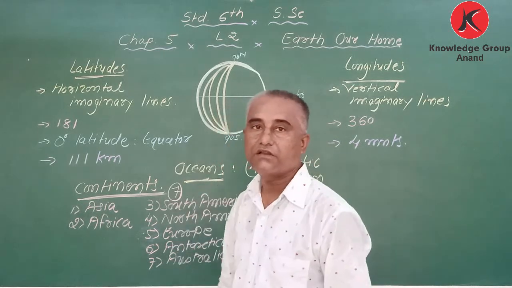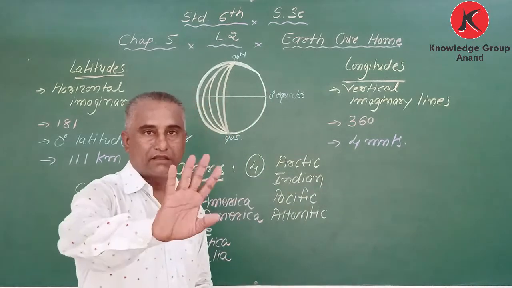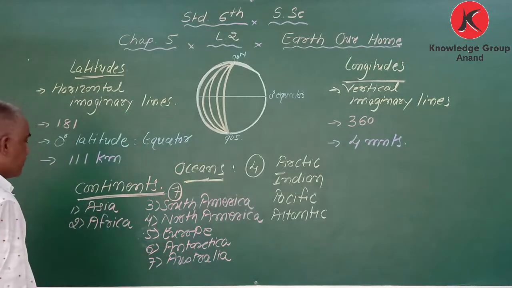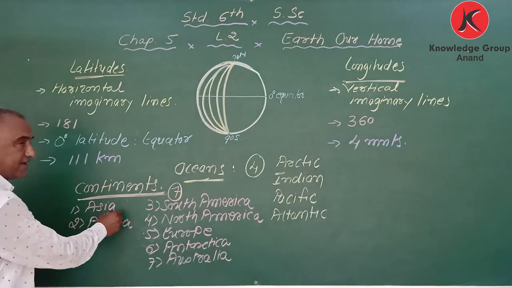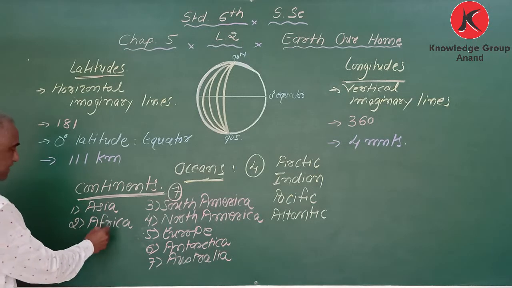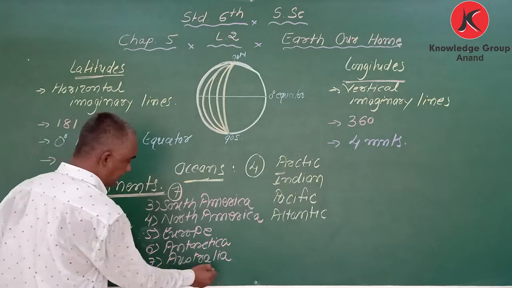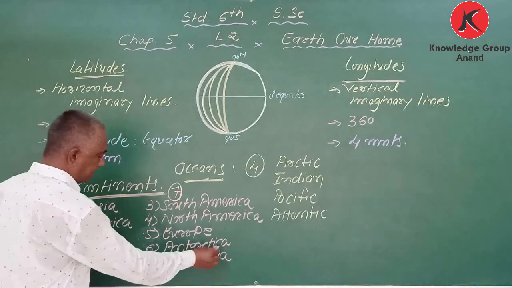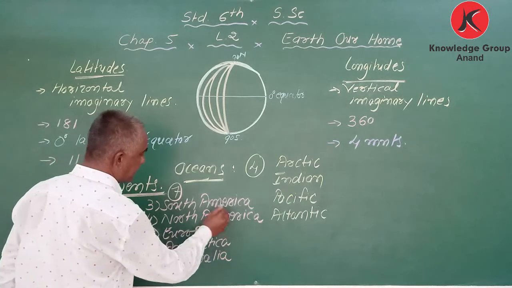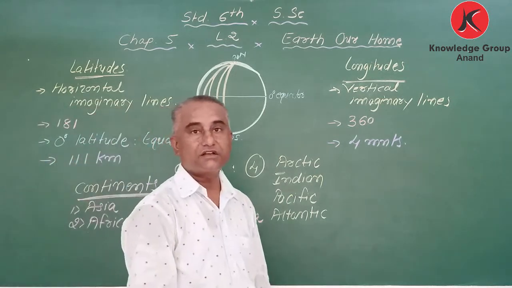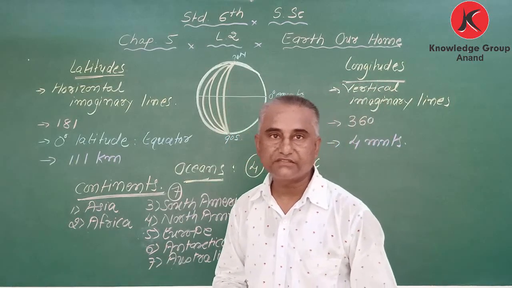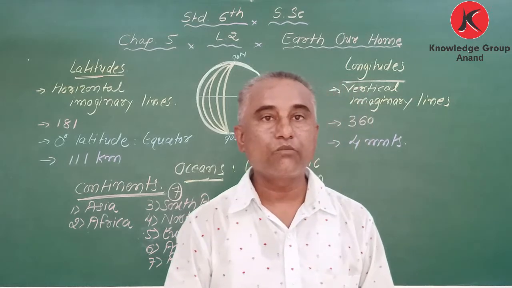Now one more thing. It is not necessary to remember, but if you have noticed, in each and every continent the starting and ending letters are the same: A, Asia, Africa, Australia, Antarctica, Europe, America. Got it? So this is the information about oceans and continents. In the next video, we will learn more about this.